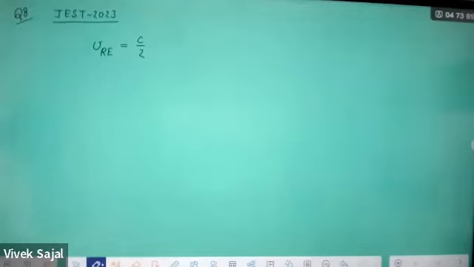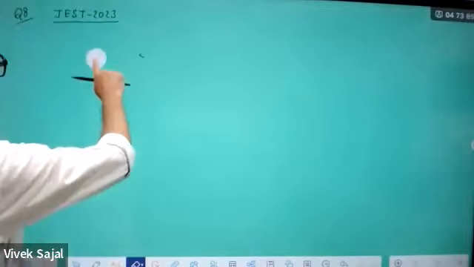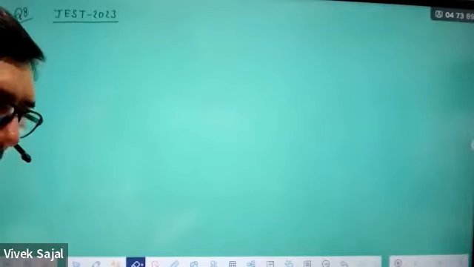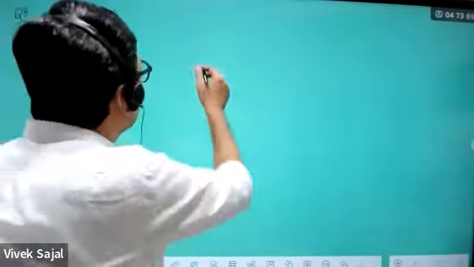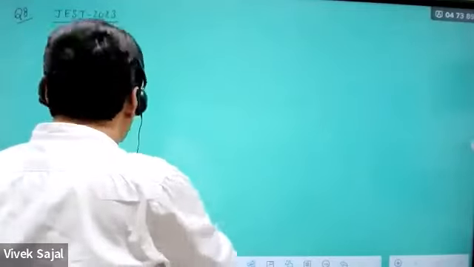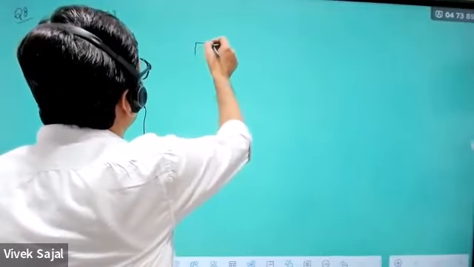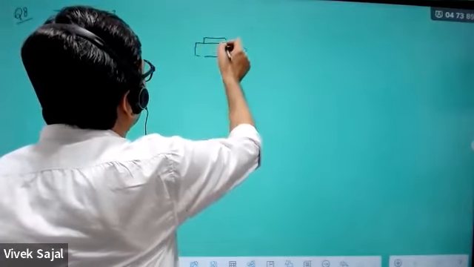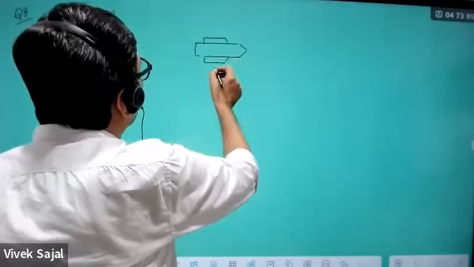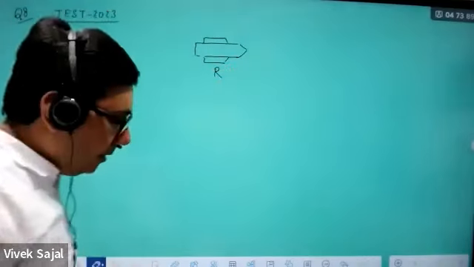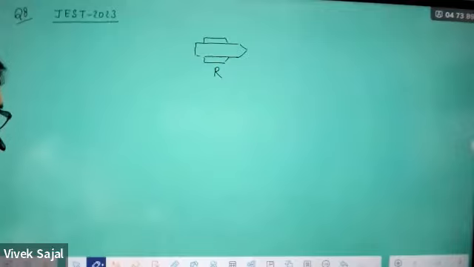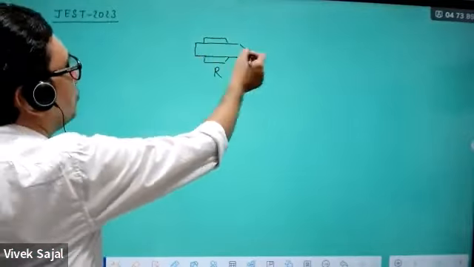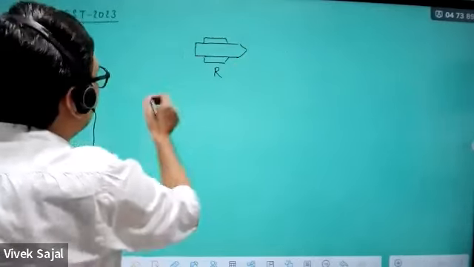What they are saying: the velocity of the rocket, what is given? Just first, this is not given. So a rocket is moving. Try to understand. A rocket is moving like this. This is a rocket, and in the starting, the rocket is moving in free space with c by 2. Initially it is moving with c by 2, with respect to Earth.